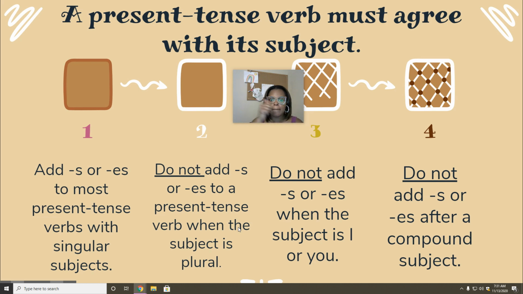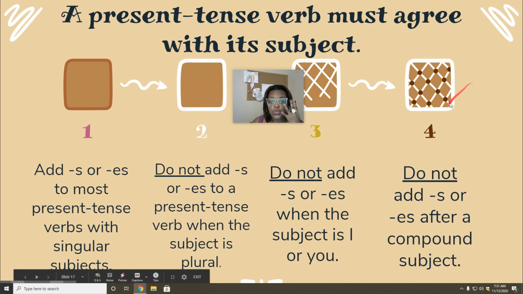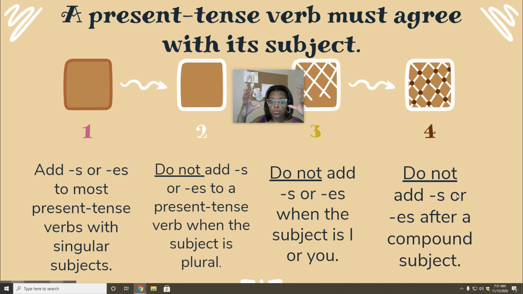It's completely perfect. The 4th rule is do not add S or ES after a compound subject. A compound subject is that. When we're pulling something together, you'll probably see the word and. So if Jesse and Joe went to the movies, then we are not going to add an S or an ES to that present tense verb. Let's look at some examples, guys, because that was a lot. Pause, take some notes, and look at me stare like this.